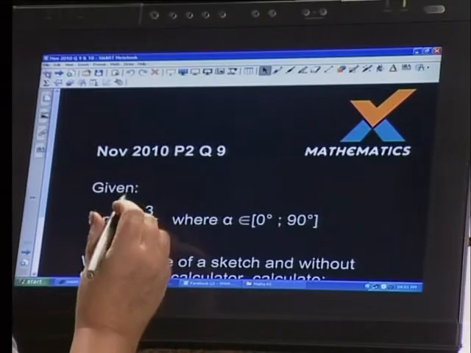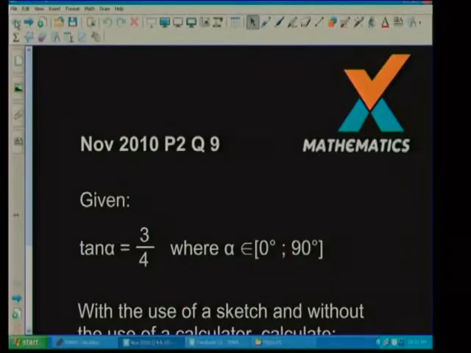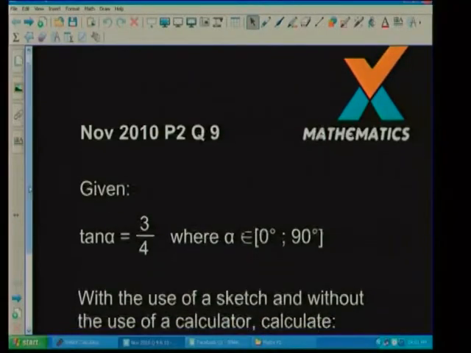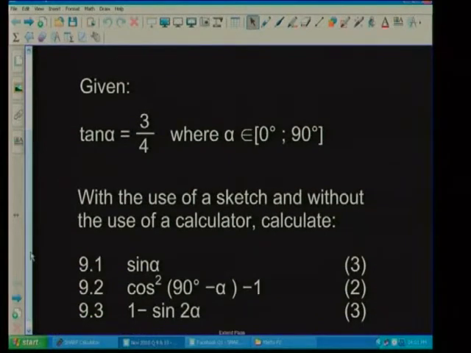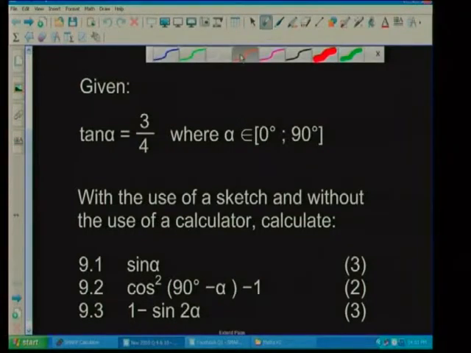Right, let's look at the first question I have on the screen. It's from the November 2010, paper 2, question 9. It says, given that tan alpha equals 3/4, where alpha is 0 to 90 degrees, with the use of a sketch and without the use of a calculator, calculate the following. Now, never mind about that. Let's just start with the essence of the question.